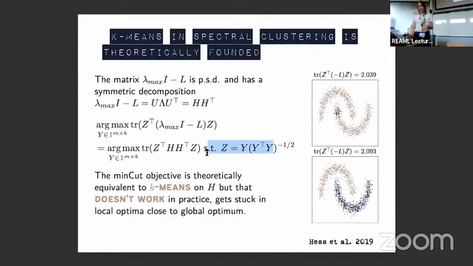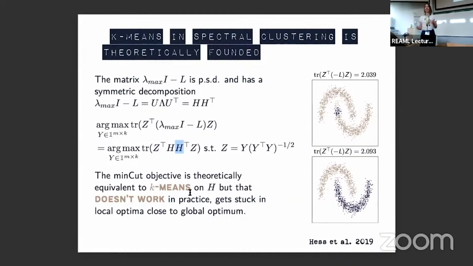So again, if we use this kernel k-means interpretation of minimum cut clustering, then we can compute a symmetric decomposition, which basically allows us again to go backwards. So we had this objective here, which is equivalent to minimum cut, where Z has to be defined by a binary matrix Y. And then we can put in here our symmetric decomposition. And then we see that this objective, so if you go a few slides back, is actually exactly equivalent to k-means on H, on my factor matrix H. So actually minimum cut is theoretically equivalent to k-means on H.